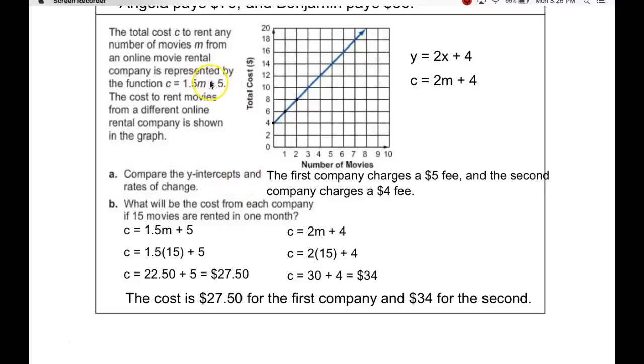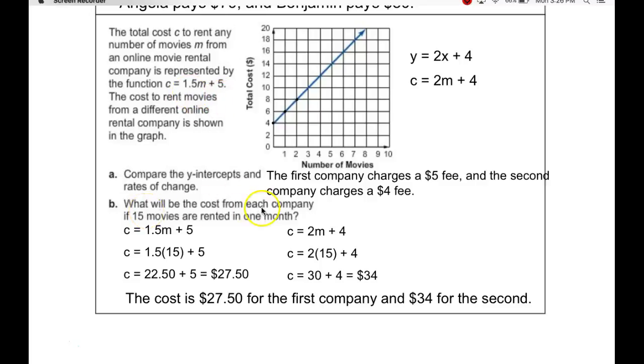All right, so from the equation, this is the y-intercept of the first company, which is 5. What's the context of that? $5 fee. From the graph, the y-intercept is 4. What is the context of that? That means it's a $4 fee. So the first company charges a $5 fee and the second company charges a $4 fee. That's the y-intercept in the context of the problem.